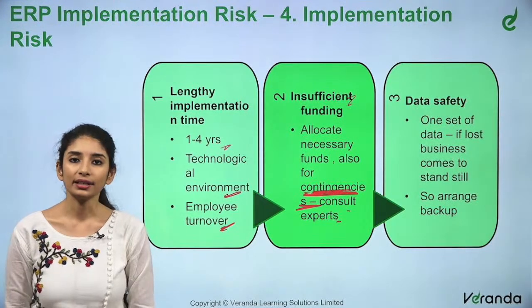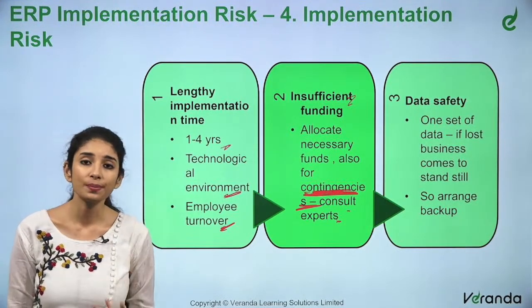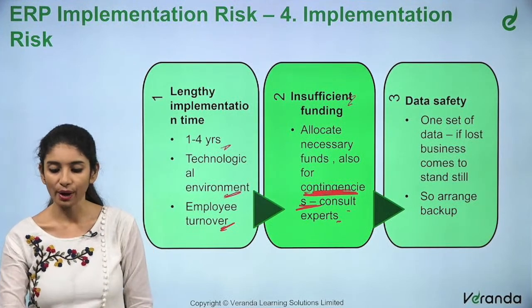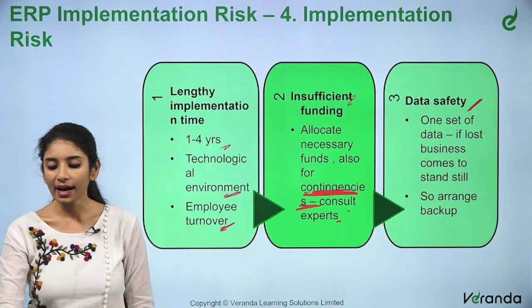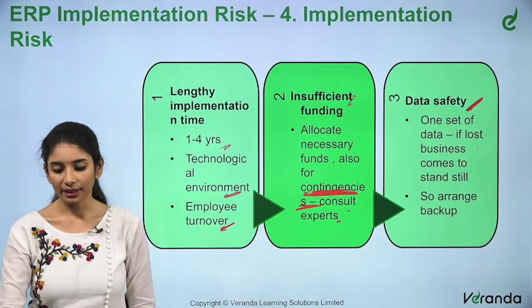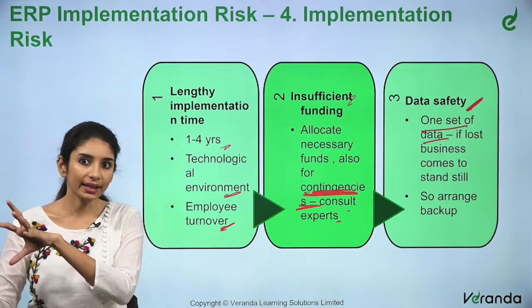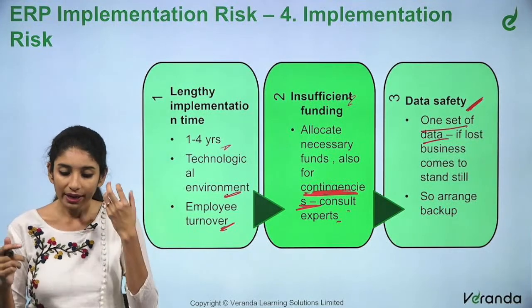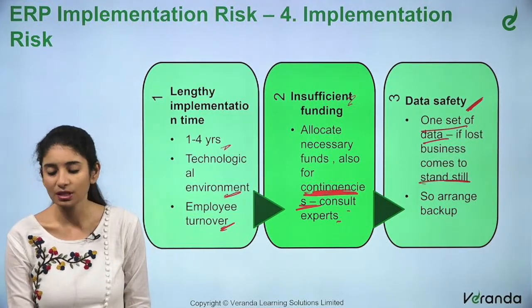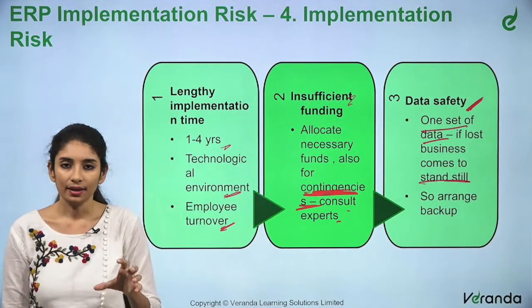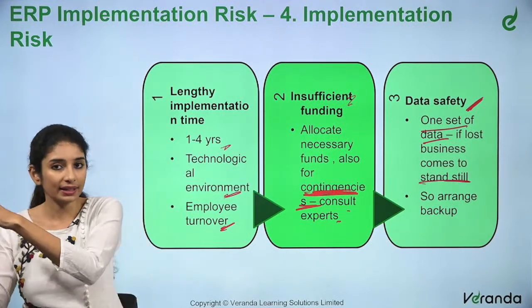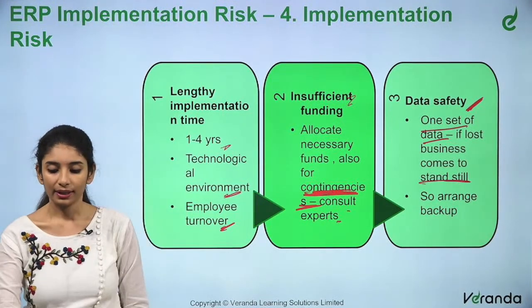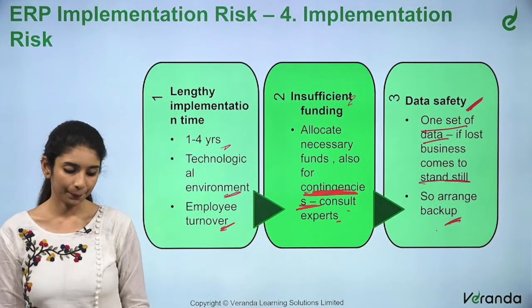Okay, so for that I need to consult with experts on what the possible situations are in which I may require an outflow of money. Data safety. One set of data. ERP means I am migrating my entire organization's data under one common database. If that data is lost, my entire business will come to a standstill. I cannot operate because everything is in that ERP and now that ERP is not working. So arrange for a backup properly.